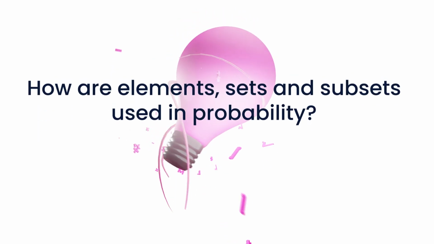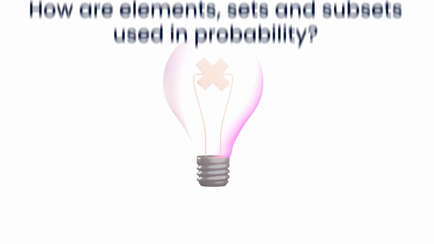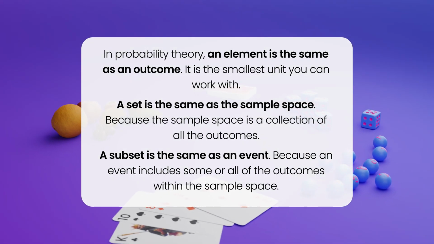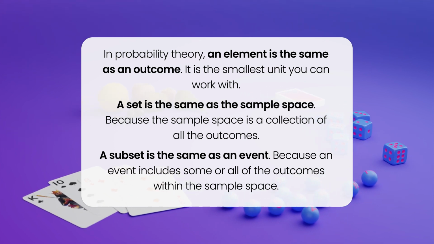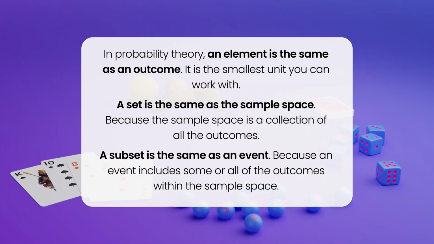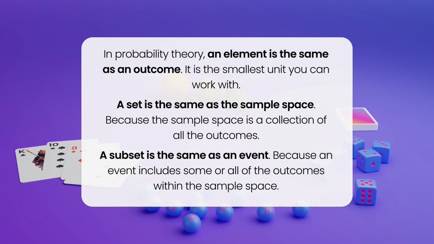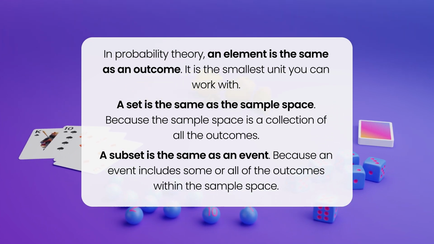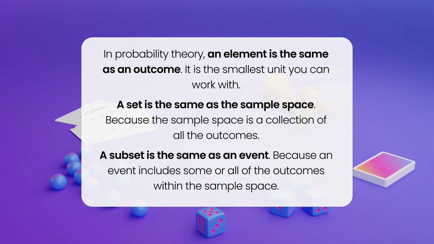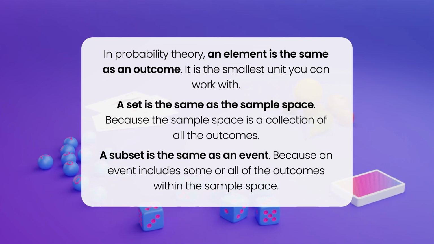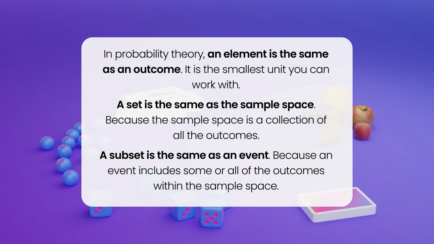How are elements, sets, and subsets used in probability? In probability theory, an element is the same as an outcome. It is the smallest unit you can work with. A set is the same as the sample space, because the sample space is a collection of all the outcomes. A subset is the same as an event, because an event includes some or all of the outcomes within the sample space. Let's look at some examples using a standard deck of cards to better understand how this works.